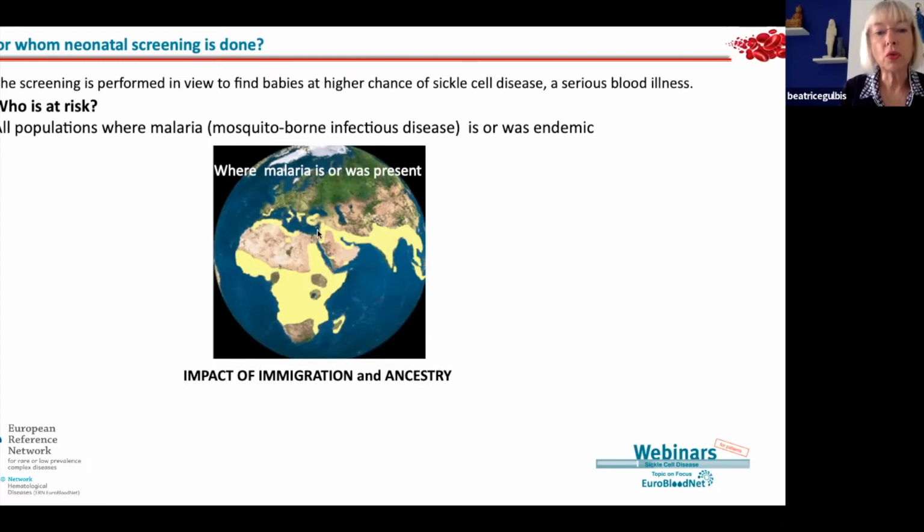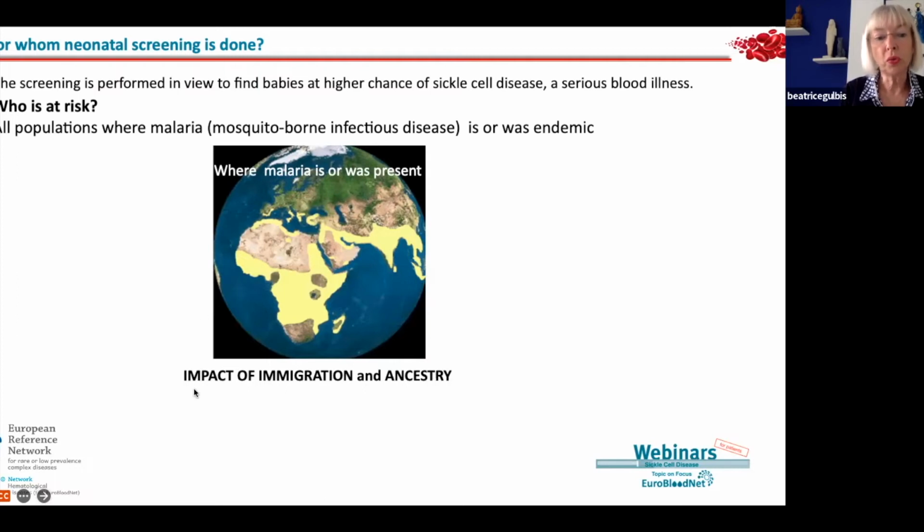But you see here also you have Greece, you have the south of Spain, and it is no more endemic for malaria. But nevertheless, there was a mutation and the hemoglobin S or other abnormal hemoglobin appeared. So this is all the population at risk that we can screen.